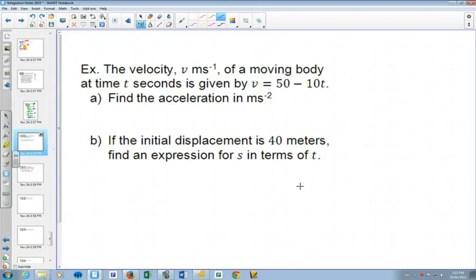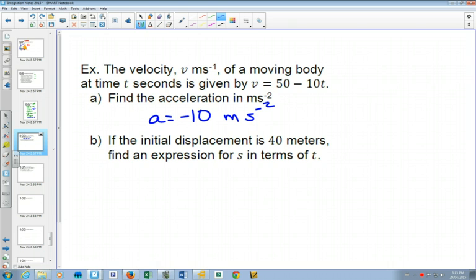How did you do? Were you able to get the acceleration to be negative 10 meters per second squared? You find yourself on these questions sometimes going, you've got to really focus to make sure you don't go the wrong direction. You might want to integrate here, and sometimes you're integrating, sometimes you're doing the derivative. So you just have to focus on that.